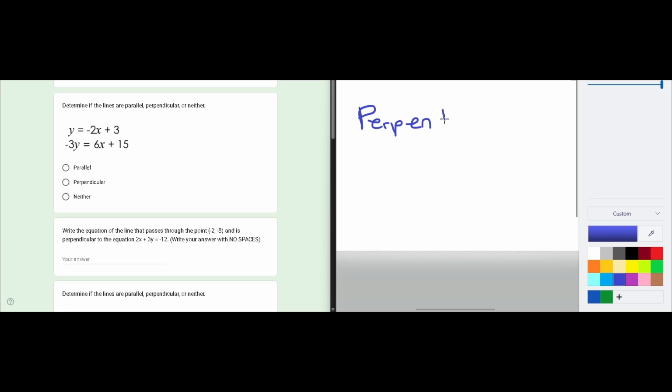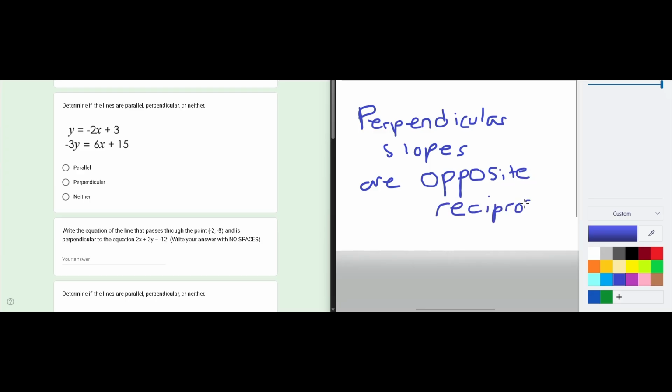Perpendicular slopes are opposite reciprocal, meaning that they are opposite signs and flipped versions of each other. For example, the opposite reciprocal for a half is -2/1, or simply -2.